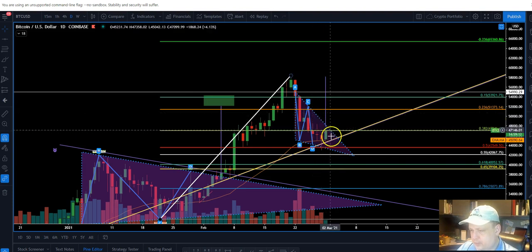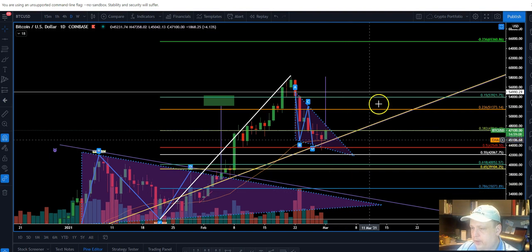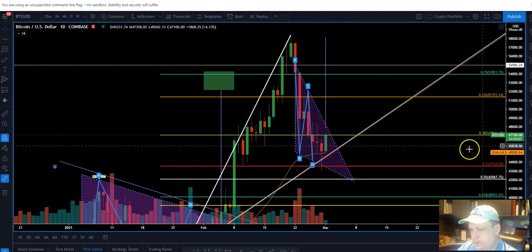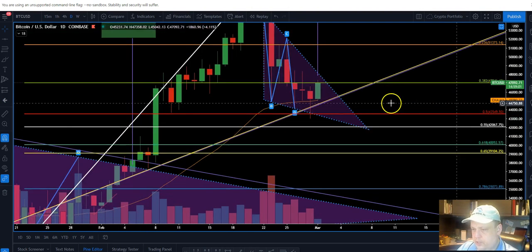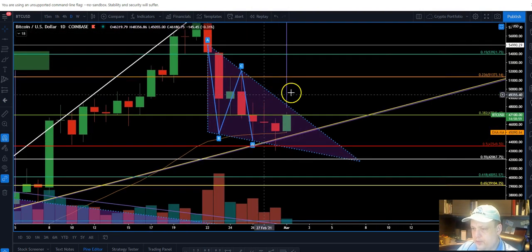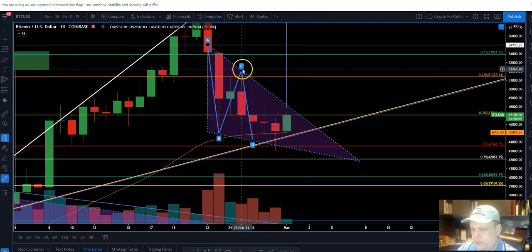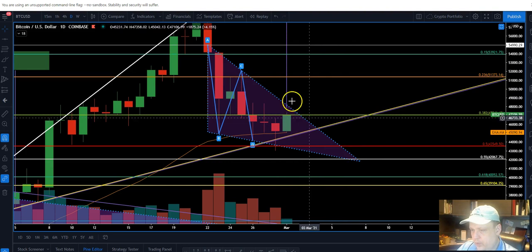But if it doesn't respect it, then you're going to get out and you're not going to lose a lot of money by turning around. So somewhere within this wedge is where you should be putting your stop loss. So if you're getting in somewhere over here, then you want to put your stop loss somewhere below this line, depending on what you get in at.